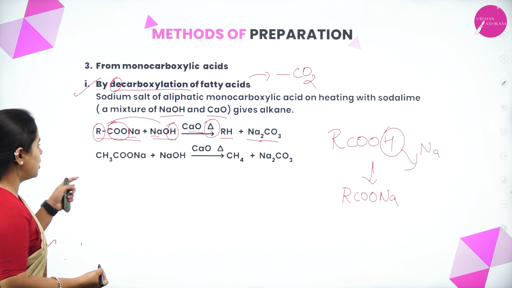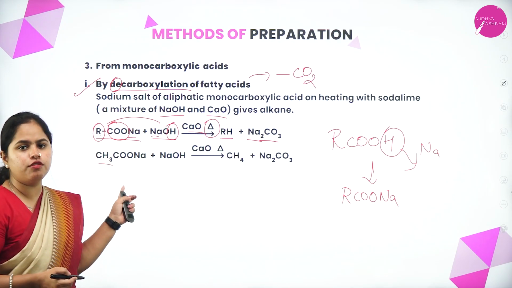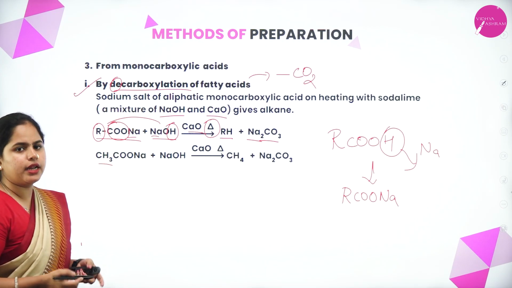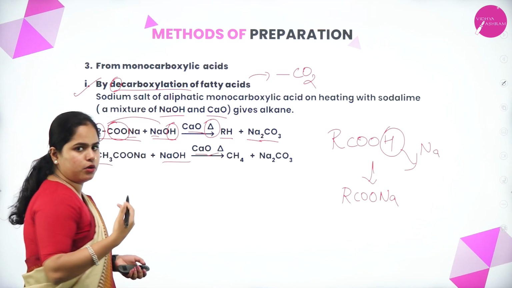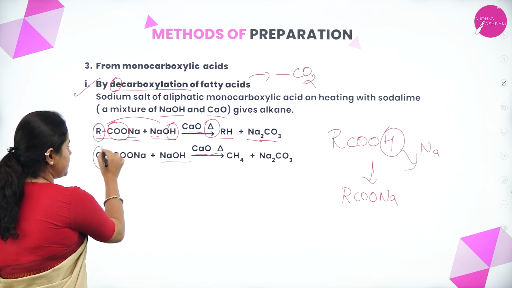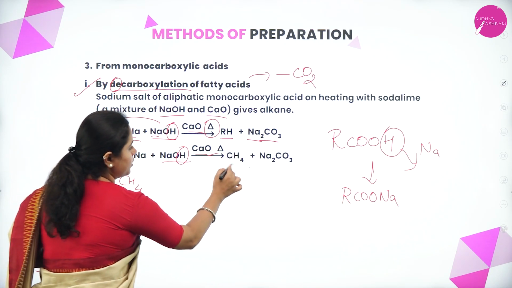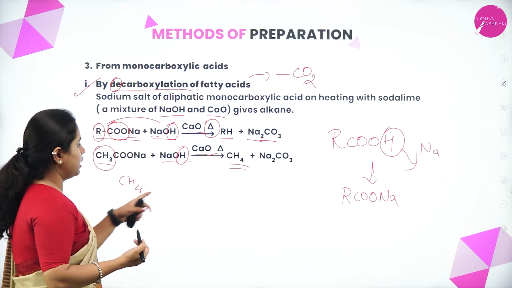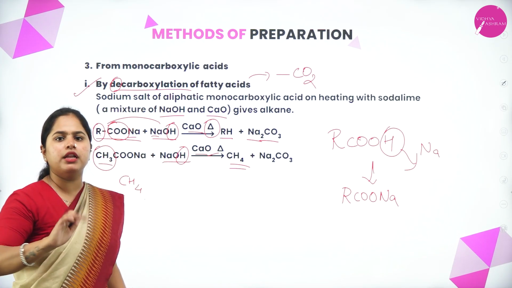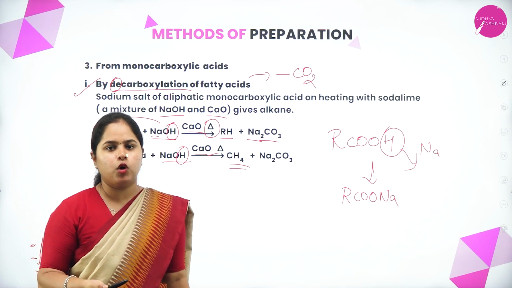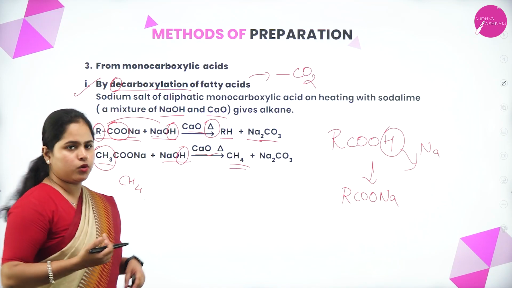Okay, got it? So let's take an example where R is substituted as CH3. This is a sodium salt of ethanoic acid, 2 carbon, right? So it is ethanoic acid. Now it reacts with sodium hydroxide and calcium oxide, and we are going to heat it. What happens here? You have CH3 here and H here, which will combine and form CH4, right? You got your alkane. Now what is left here? Na2CO3, right? So the alkyl group and the hydrogen will combine and form the corresponding alkane. Okay. Now from monocarboxylic acid, the first one is the decarboxylation reaction.